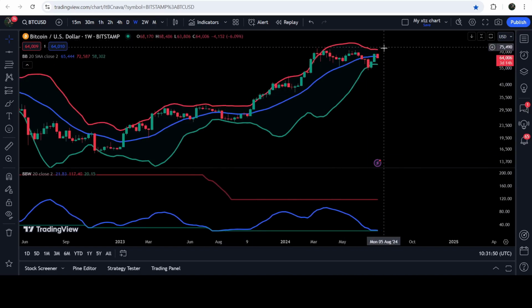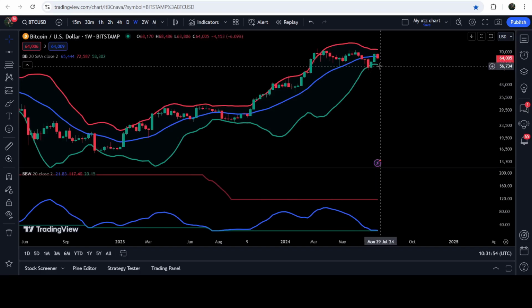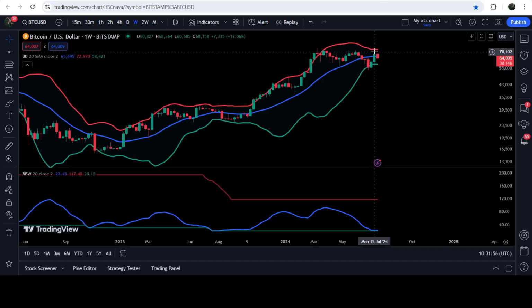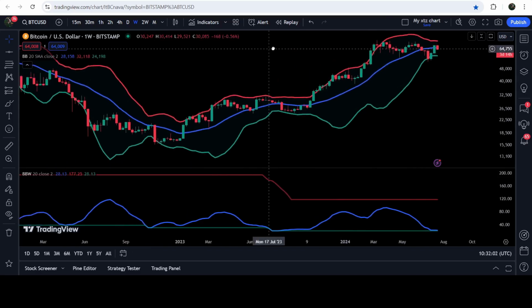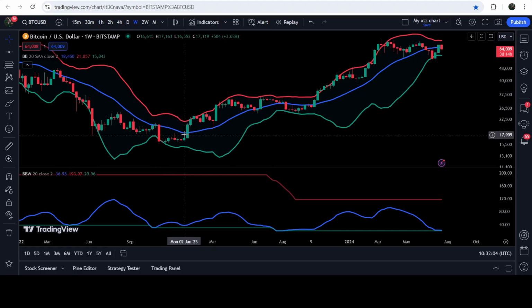And here you can see that the upper bands and the lower bands of the Bollinger Bands are quite squeezed now. And you can see that previously when it was squeezed here, then we had a very, very massive rally to the upside. Before that, it was squeezed here. Then we had another pump.